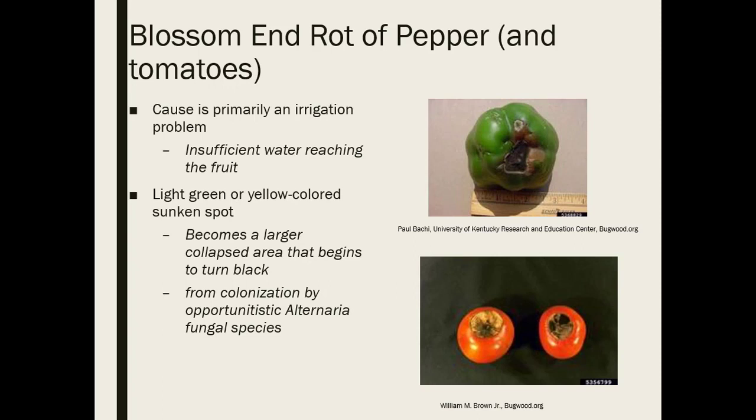Blossom end rot in pepper and tomatoes. There are other things that get this as well. It's primarily an irrigation problem. There's not enough water reaching the fruit. So you'll see a light green or yellow sunken spot. It becomes larger, and then you usually have an opportunistic fungal species that comes in and takes advantage.